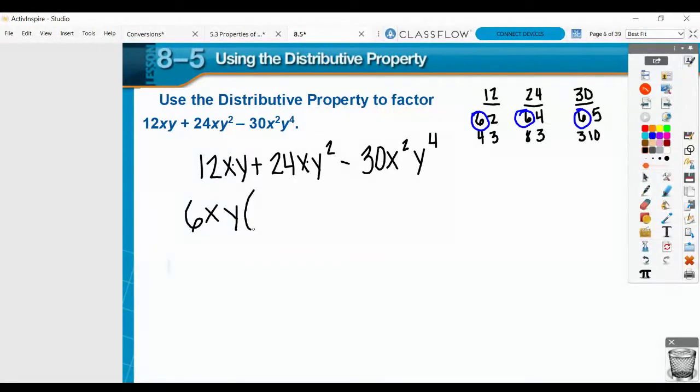Okay, so remember, we're now dividing. So if you need to, you can rewrite this on the side so you can see it separately.